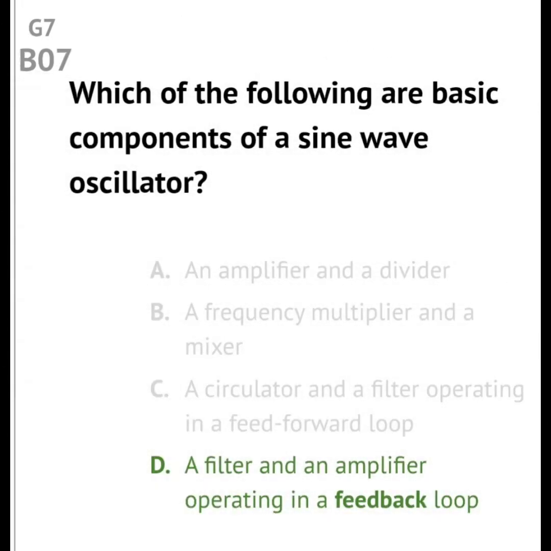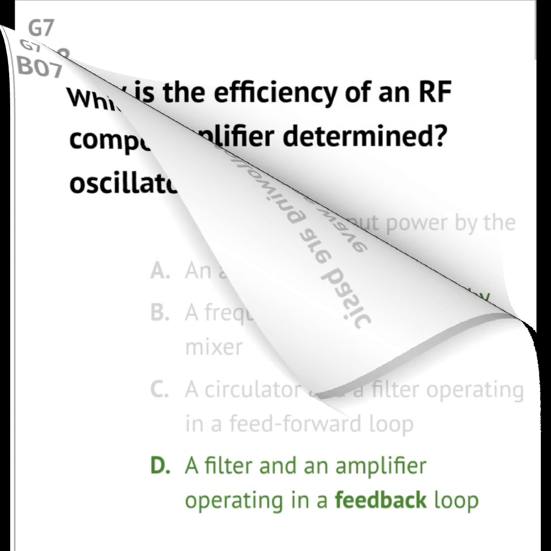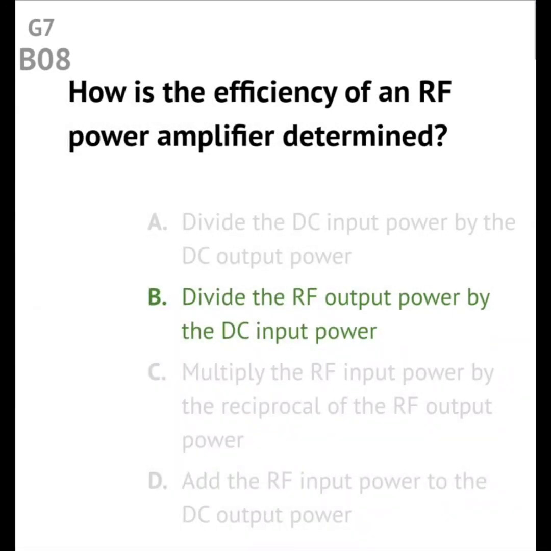Question G7B07. Which of the following are basic components of a sine wave oscillator? Answer. A filter and an amplifier operating in a feedback loop. Question G7B08. How is the efficiency of an RF power amplifier determined? Answer. Divide the RF output power by the DC input power.